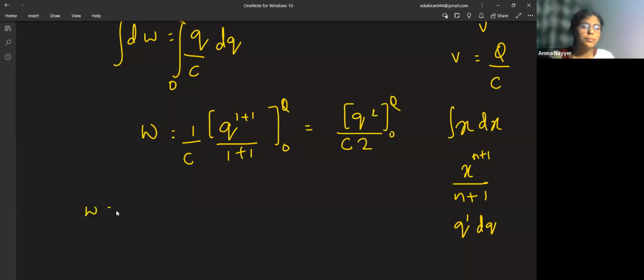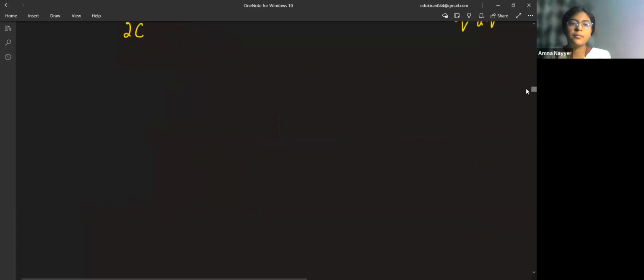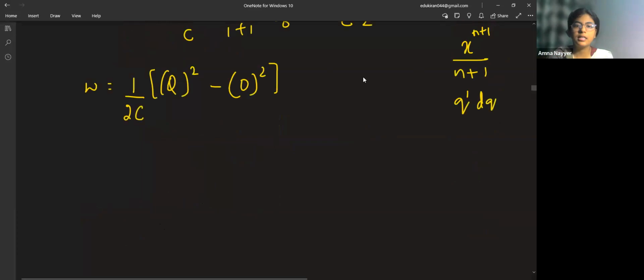So how do we put in the limits? First, I'm taking 1 by 2C away so that I can put in the values. First, we put the upper limit, right? So capital Q, and what is the power? 2 minus lower limit, 0 to the power 2. Fine. Now, what have we obtained? We have obtained Q square divided by 2C.